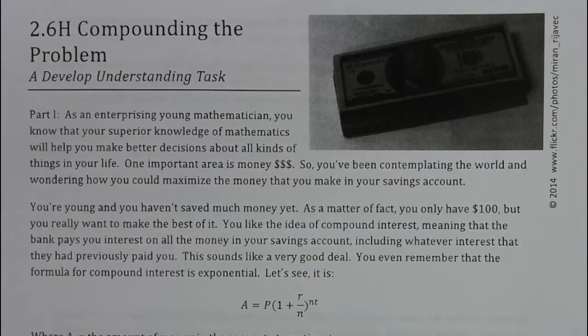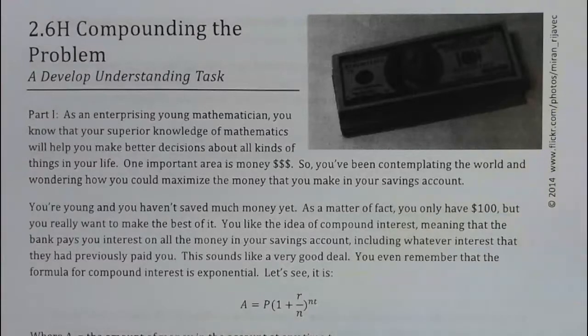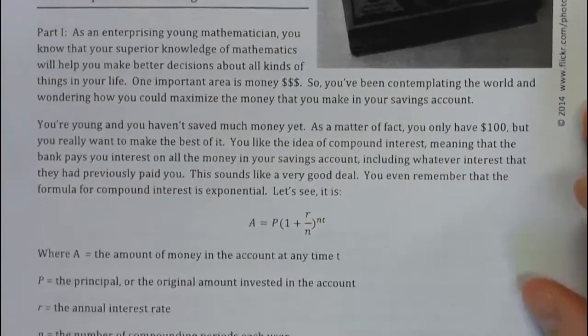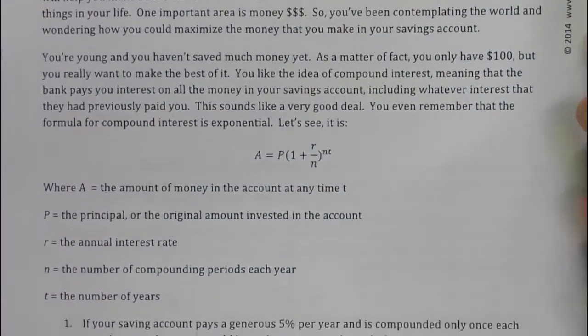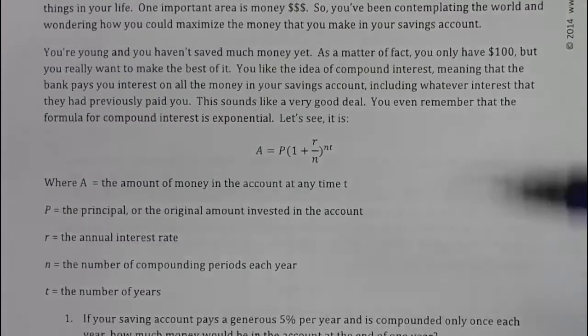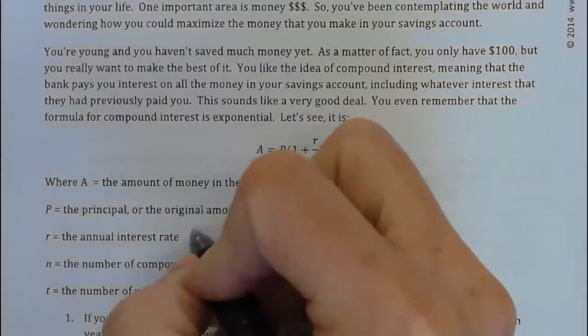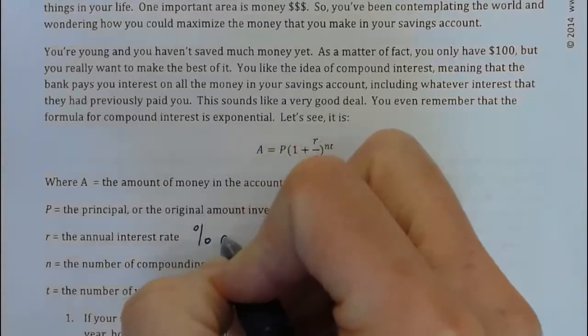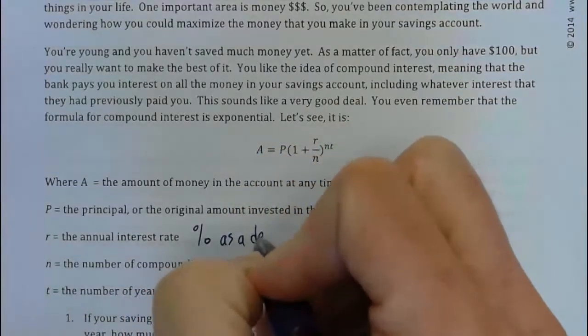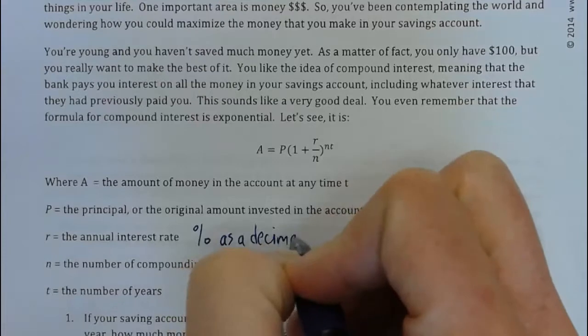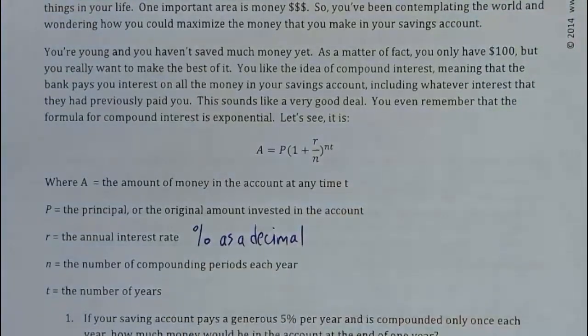The compound interest formula is what we see in front of us right here. And each of those letters represents a different thing. A is the amount you're ending with after a certain amount of time. R is the annual interest rate that you're being given, and usually that is a percentage as a decimal. So whatever percent you're given, make sure you change it to a decimal first.